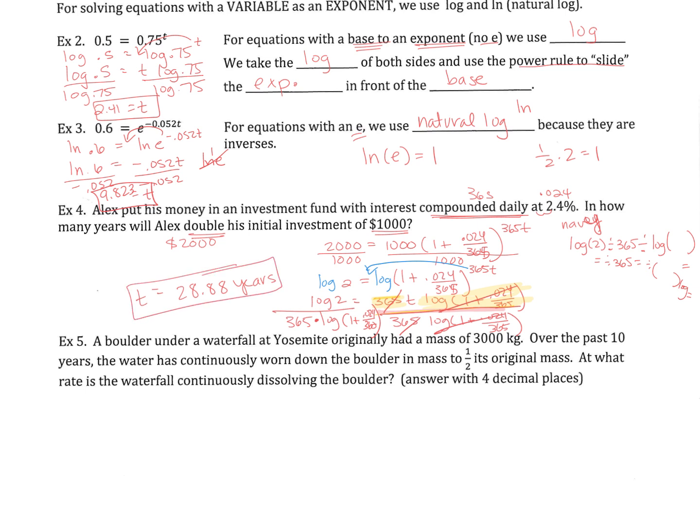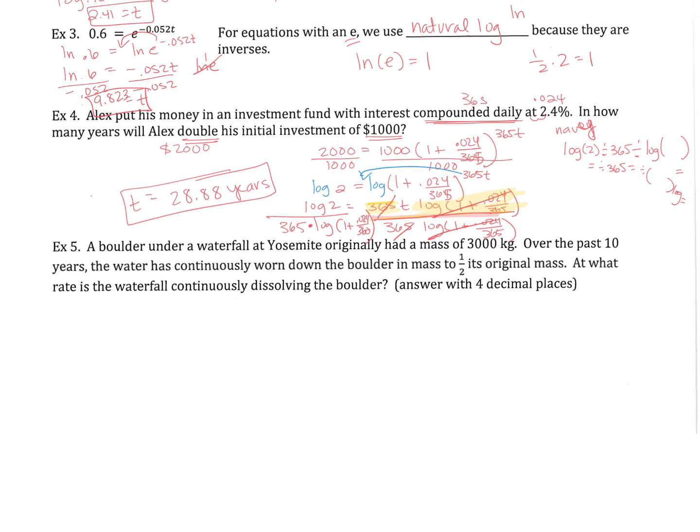Let's take a look at number 5. Number 5: a boulder is under a waterfall at Yosemite, and its original mass was 3,000 kilograms. Over the past 10 years, the water has continuously, it's going to be an e problem, worn the boulder down to half of its mass, so it's going to be 1,500. At what rate is the waterfall continuously dissolving the boulder?